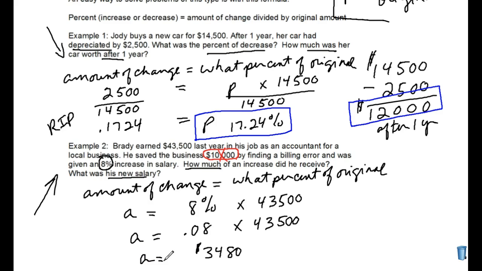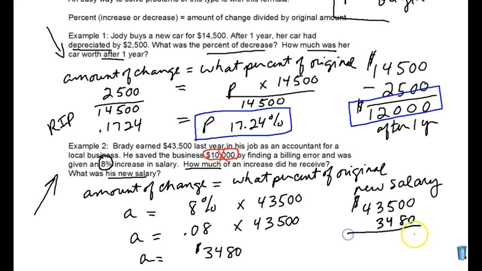Then we want to know what his new salary was. Since this is an increase, we're going to be adding, aren't we? We'll take his 43,500 and we'll add 3,480. So his new salary will be $46,980. So there's our two answers to our questions.